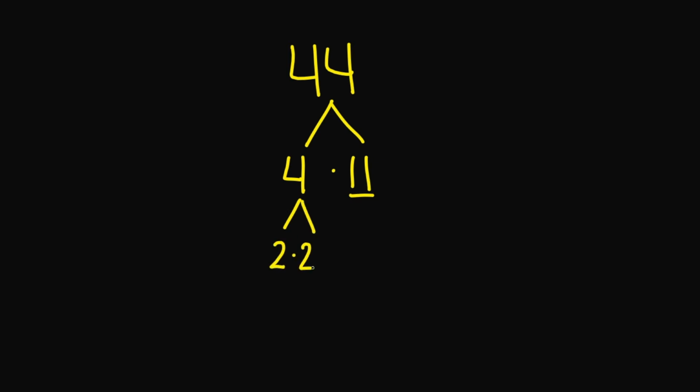Let's try the number 44. I can factor my 44 into 4 times 11. I cannot factor this 11 anymore, but I can factor this 4 into 2 times 2. So now I am left with prime numbers. So your final answer is going to be 2 to the 2nd power times 11.